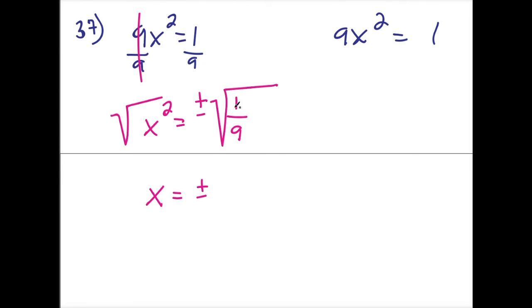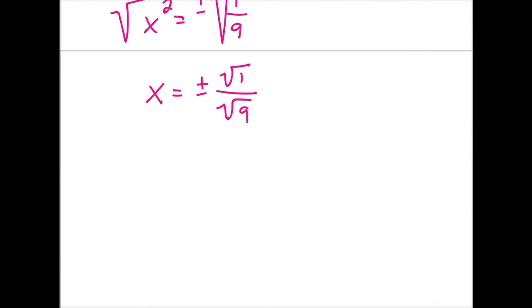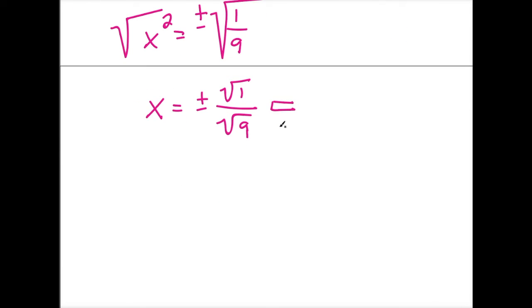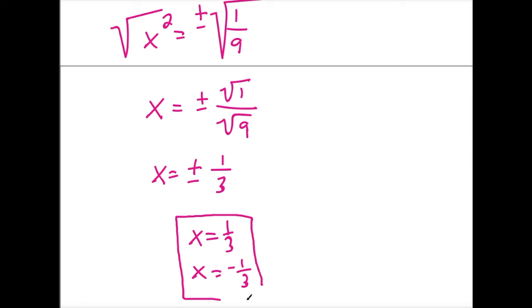Then whenever you have fractions and roots, you can root the top and you can root the bottom. We're going to go x equals plus or minus the square root of 1, which is 1, over the square root of 9, which is 3. So you have two answers. You can totally write it like that, or you can write it as x equals 1/3 and x equals negative 1/3. Okay, that's one way of doing it.